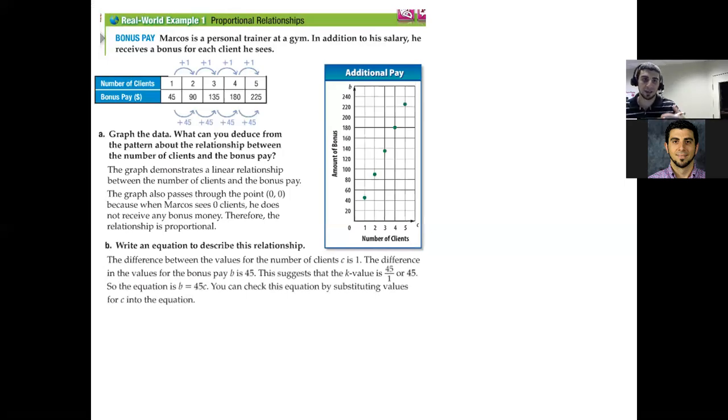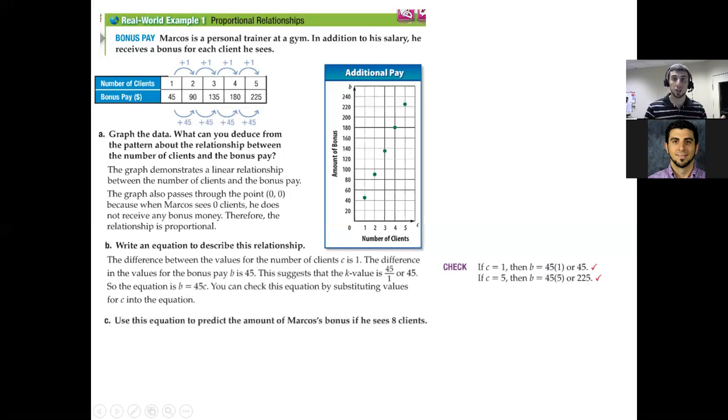You could check that equation by substituting values for c into the equation. So for example, if c was 1, you plug 1 into b equals 45 times 1, you get 45. That corresponds to the table. If we check 5, same thing. You plug in 5, you get 225, corresponds with the table. So let's use that equation to predict the amount of bonuses Marco would get if he sees 8 clients. Straightforward, just plug in 8 to your equation, you would get 360. So we could predict that he would get $360 in bonus if he sees 8 clients.